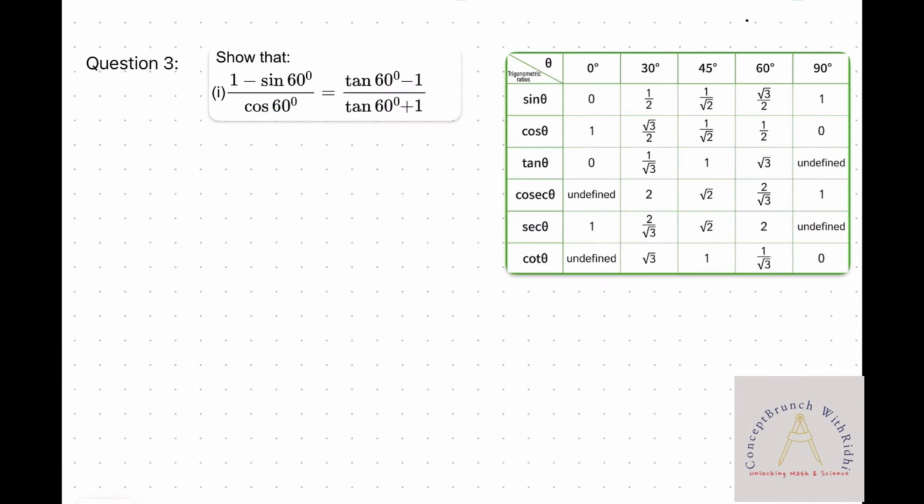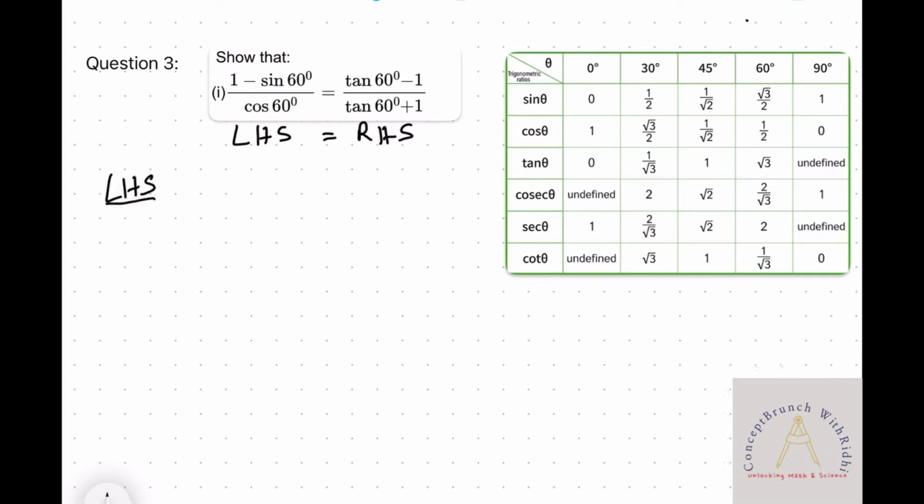The LHS equals RHS. Okay, let's take one by one. LHS: (1 minus sine 60) divided by cos 60, right? So let's put the value. 1 minus sine 60, that is root 3 by 2. Cos 60 is 1 by 2.